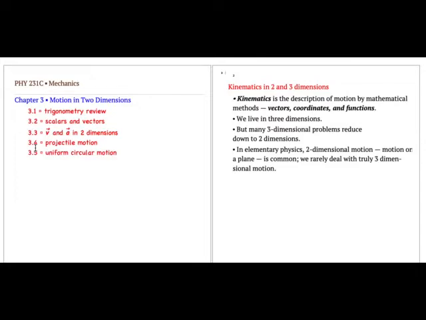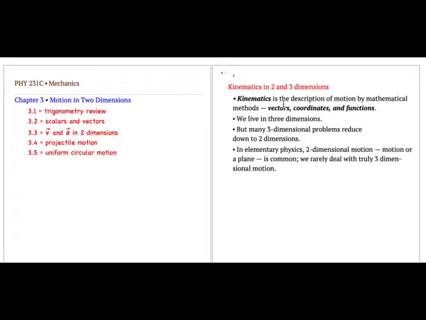Now, why stop at two dimensions? After all, we live in three dimensions. How do we describe kinematics in two and three dimensions? Remember, the word kinematics means the description of motion by mathematical methods. And the kind of mathematical objects we need to use are vectors and coordinates and functions.